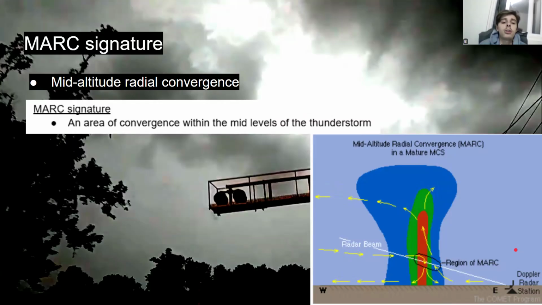Mark signature. So we'll talk about something called MARC signature now. It stands for mid-altitude radial convergence. It is an area of convergence within the mid levels of a thunderstorm. That's the main thing to know about it.